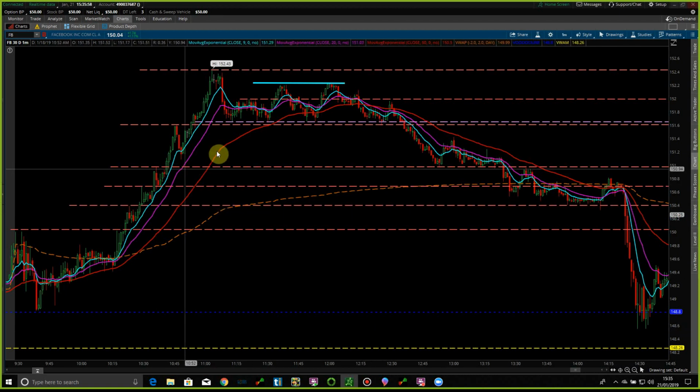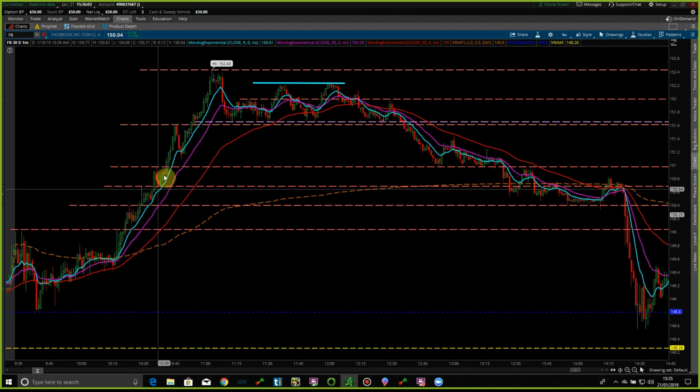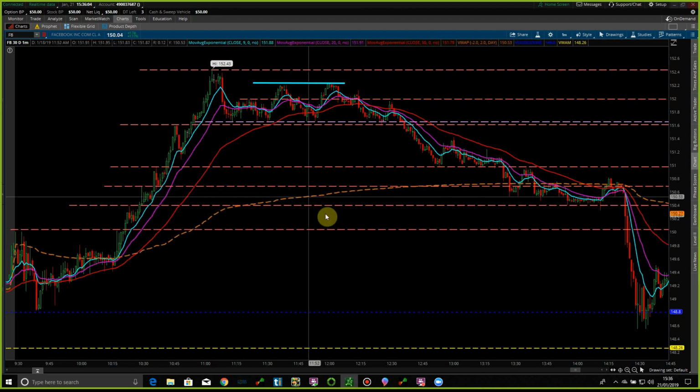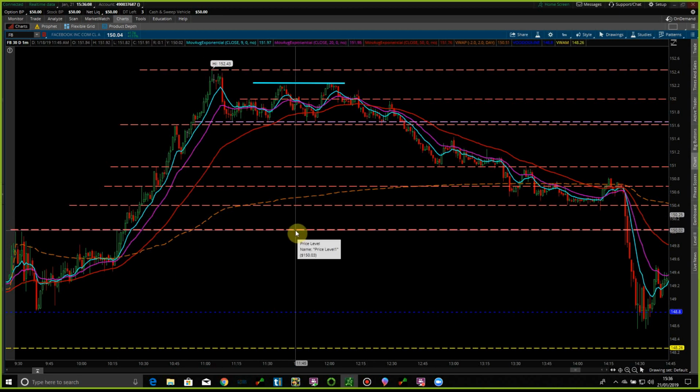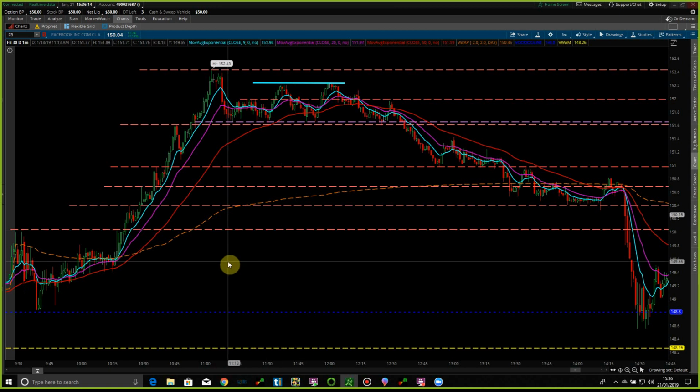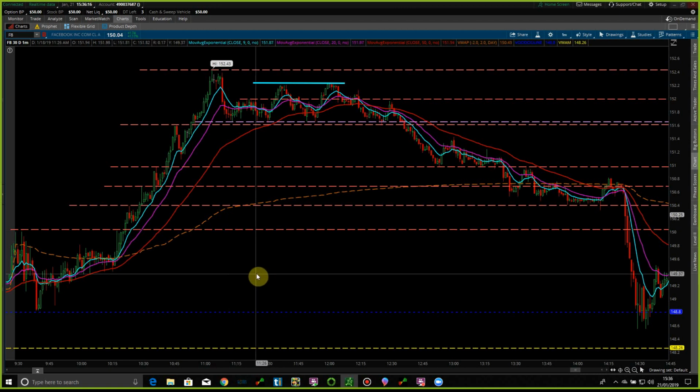Make sure when something makes a high and pulls back, you don't keep moving your line up. Leave it on. If you don't like the line, you can make it thinner. You can make it less transparent, more transparent. Customize it how you want, but use the lines. Use levels for trading.